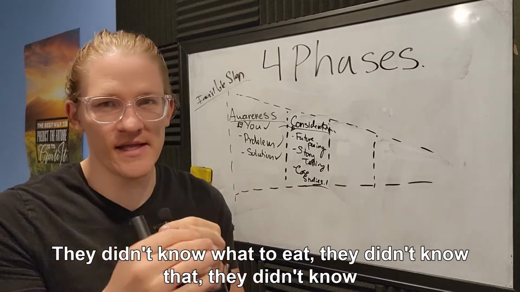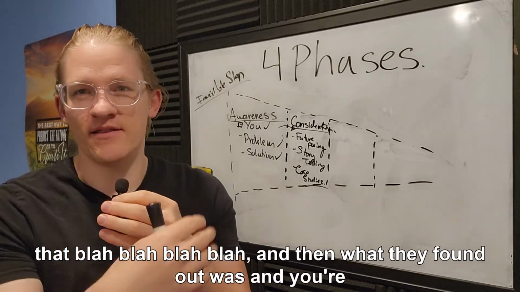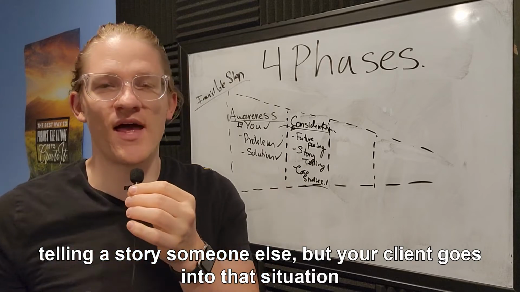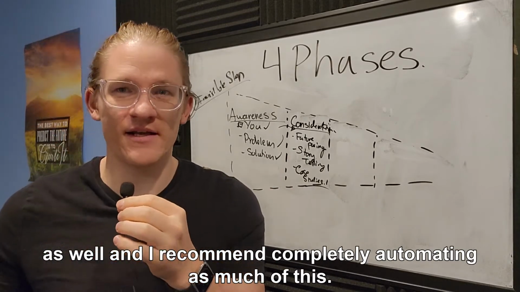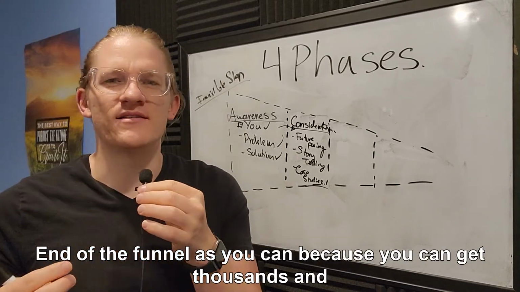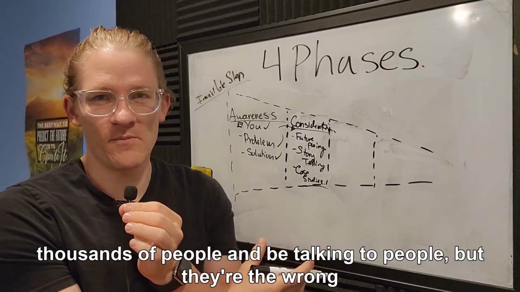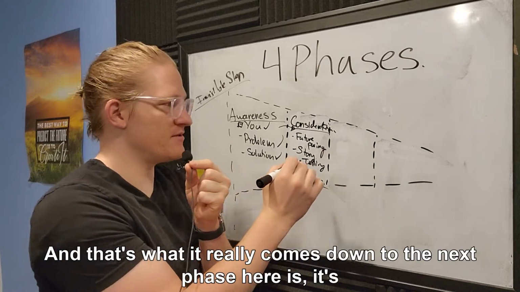They didn't know what to eat. They didn't know this, they didn't know that. And then what they found out was... and you're telling a story of someone else, but your client goes into that situation as well. And I recommend completely automating as much of this front end of the funnel as you can, because you can get thousands and thousands of people and be talking to people, but they're the wrong people, or they're just not there yet. And that's what it really comes down to.